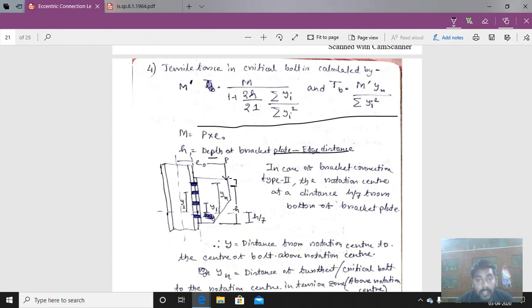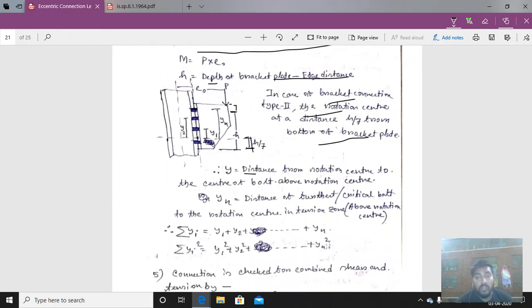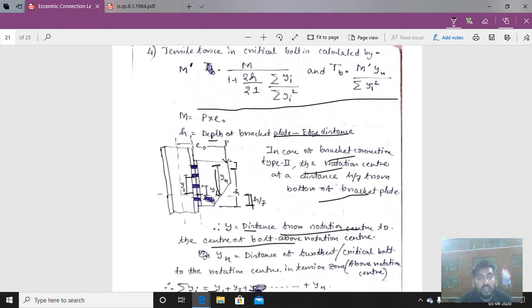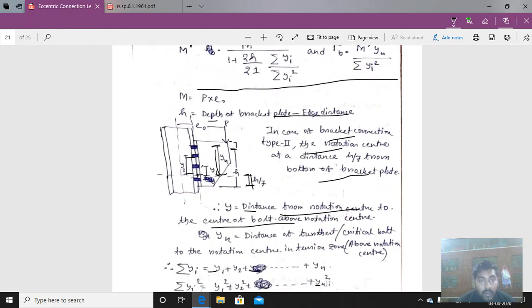Now in case of bracket connection type 2, the rotation center is at a distance h by 7. So y is equal to the distance from the rotation center to the center of the bolt. This is y1, this is y2, and at the end this is yn, that is the critical bolt. So we sum the y values, and the sum of yi squared is y1 squared plus up to yn squared.